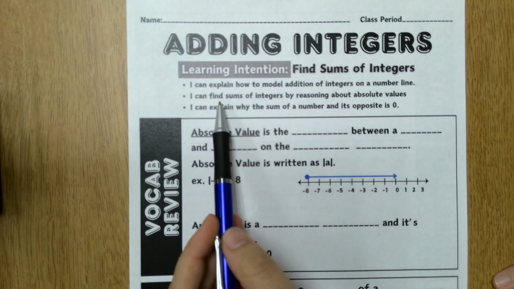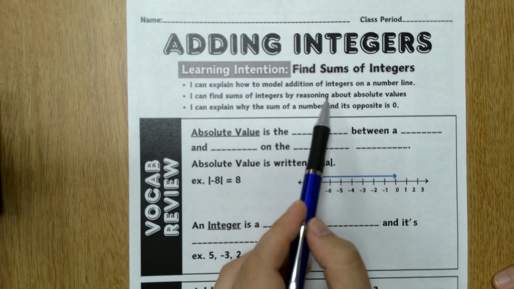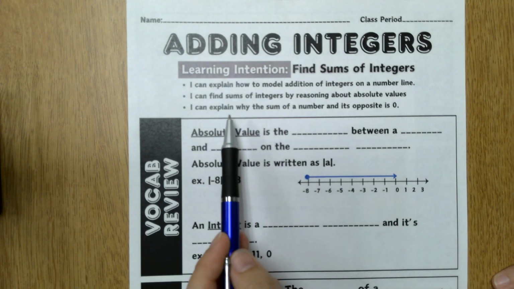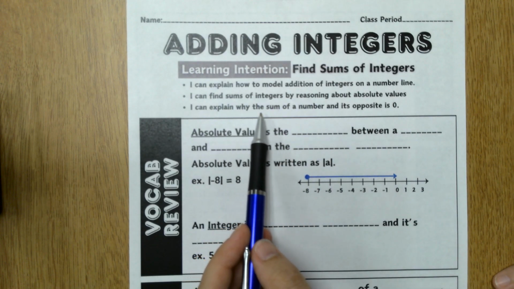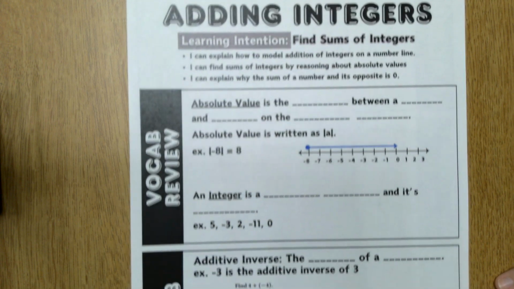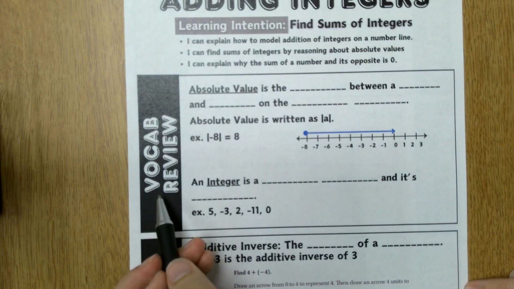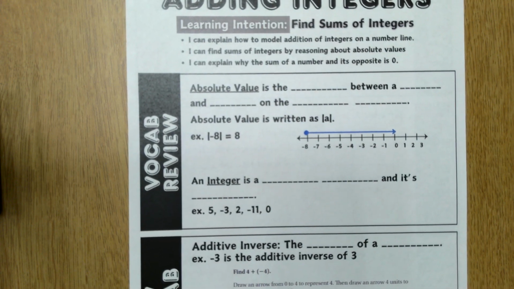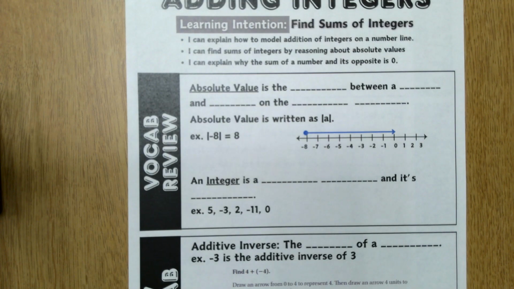You would be able to find the sums of integers by reasoning about absolute values, and you will be able to explain why the sum of a number and its opposite is 0. So we're going to start first with some vocab review. This is review that we just were talking about. We were just learning about these terms, and so it should be fresh in your mind, and hopefully you're looking at this and going, oh, I don't need her to tell me the definition.